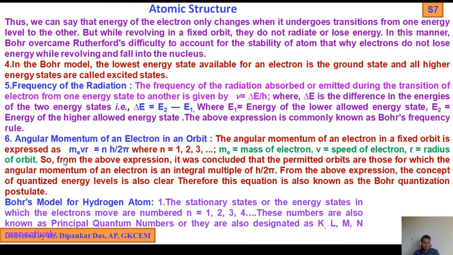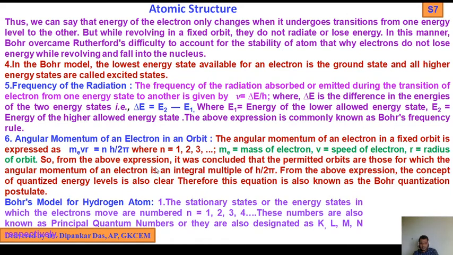Next, come to the point: angular momentum of an electron in an orbit. The angular momentum of an electron in an orbit is expressed as m_e v r equals n h by 2 pi, where n equals 1, 2, 3, and so on, m_e is the mass of the electron, v is the speed or velocity of the electron, and r is the radius of the orbit.